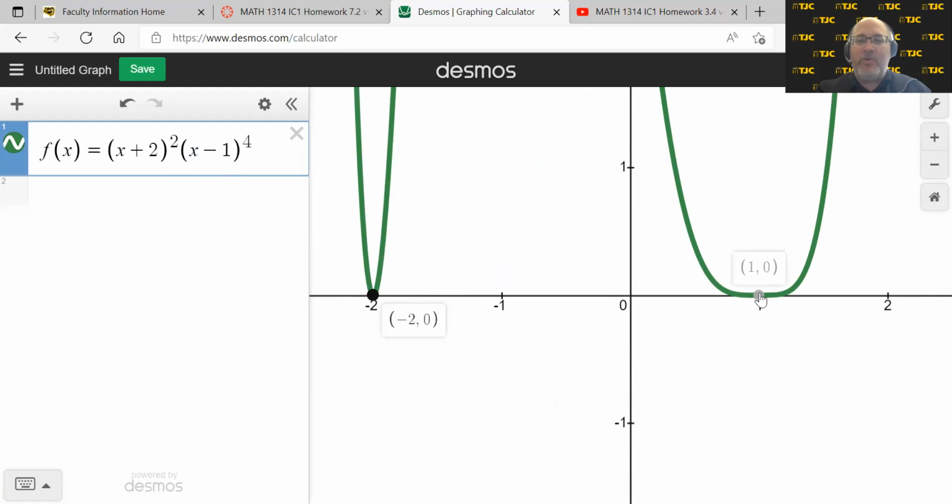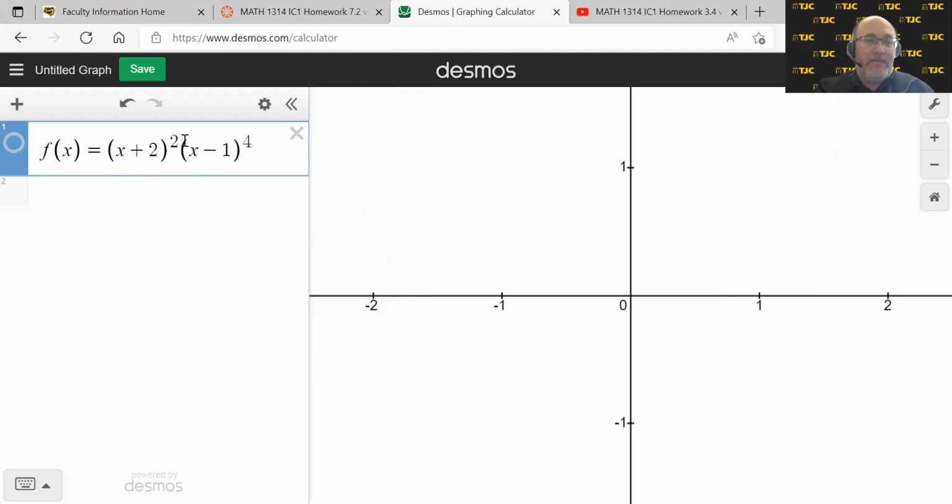At both -2 and 1, my graph is now touching the x-axis and turning around instead of crossing to the other side. And the powers on both were even. Let's make them both odd. Let me turn the graph off. Even powers seem to create x-intercepts that touch the x-axis. But what about odd powers? Let's make both of these 3s.